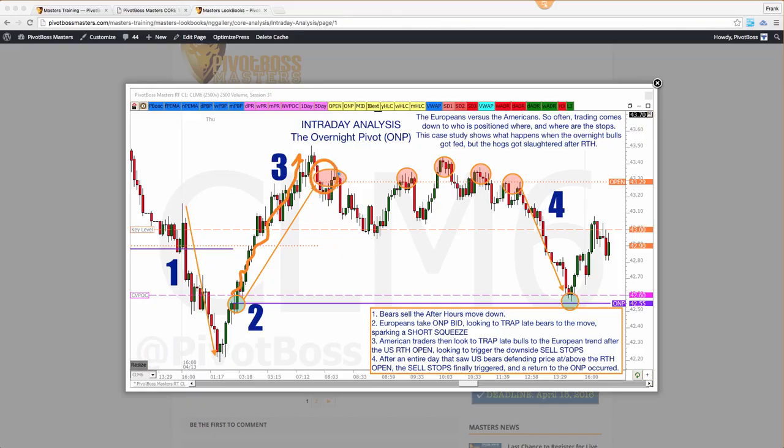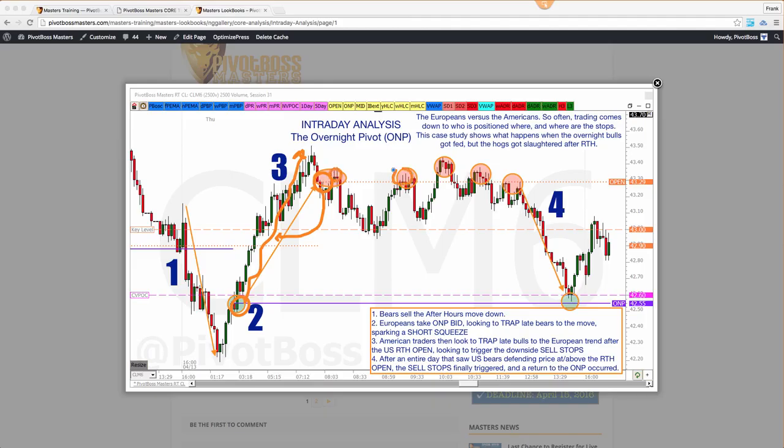When the U.S. market comes online, which is this dotted line right here that references the open, what do they see? The U.S. market sees that the overnight pivot off the algo right here went bid, and the Europeans got paid all night long and all morning heading into pre-market.